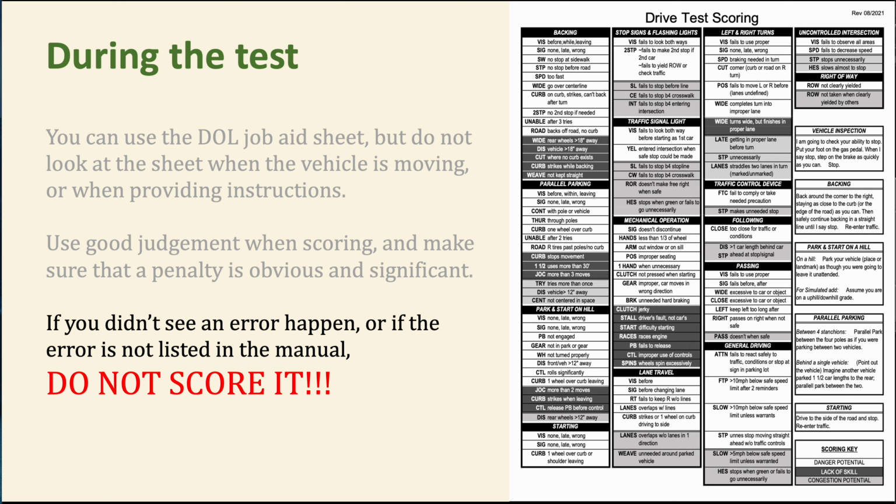Here's a big one. If you didn't see it happen, or if the error is not listed in the manual, you don't score it. You don't score it. So if somebody goes into a curve going too fast and the car feels out of control, it's really not scoreable because it's not a turn, right? You're in a curve and you're going a little too fast. Still going the speed limit. Probably should have gone 15 in that curve, and instead they decided to do 30. Not scoreable.